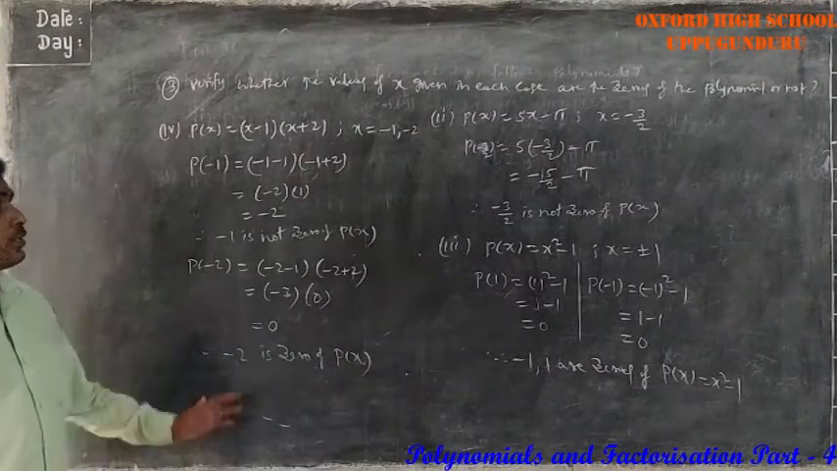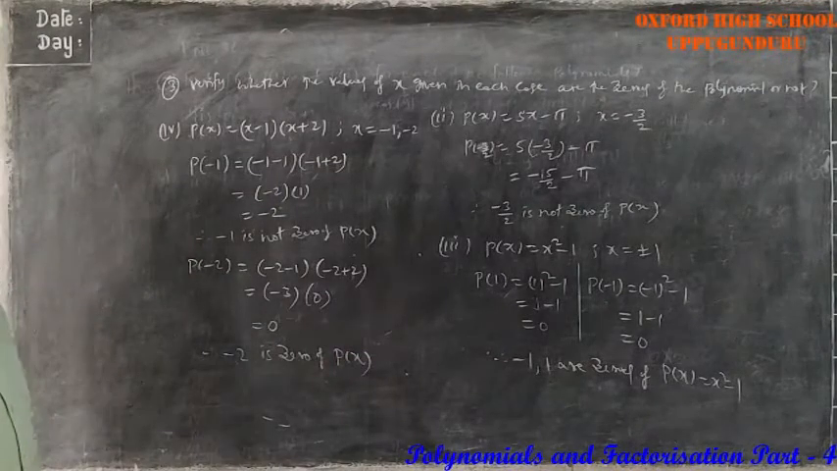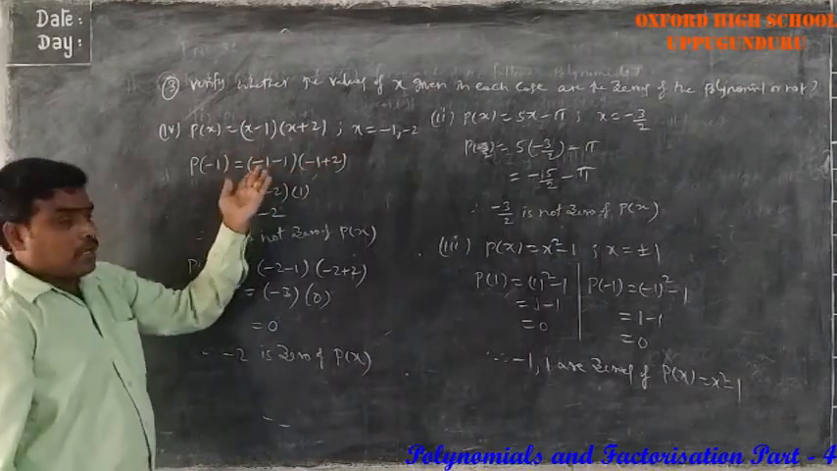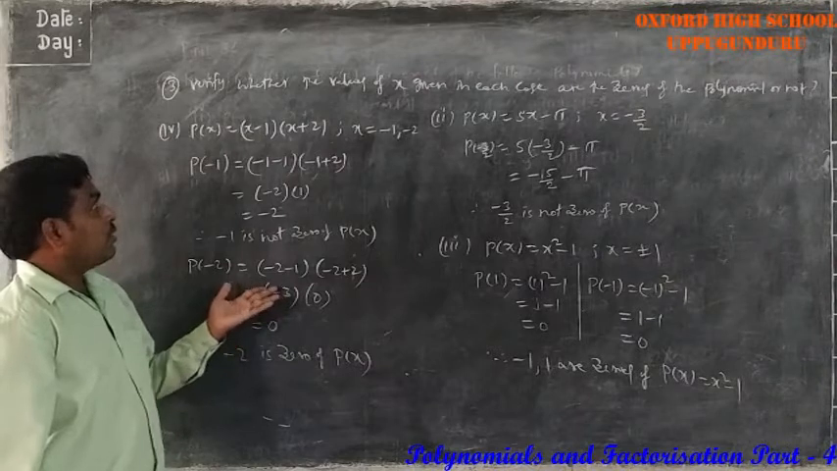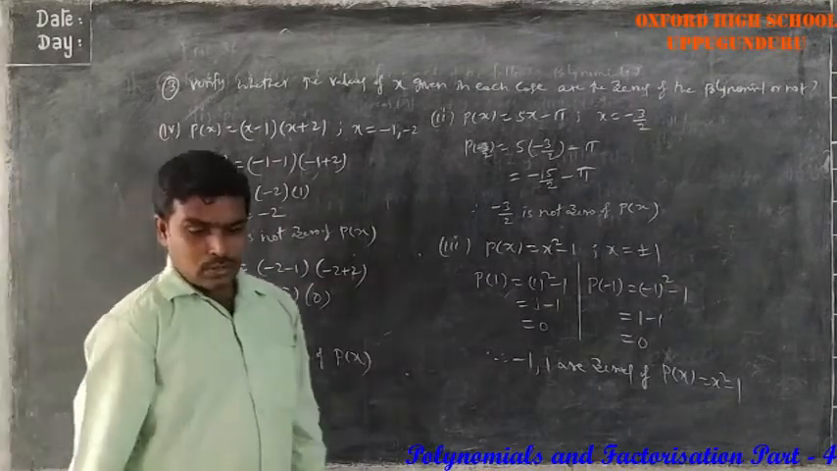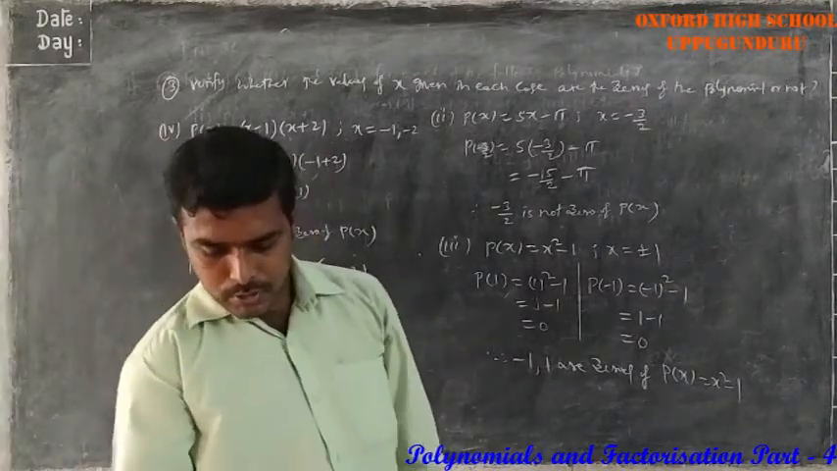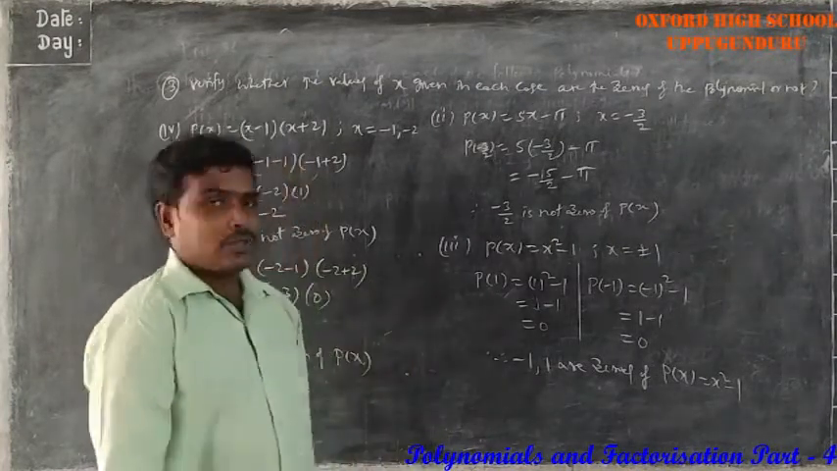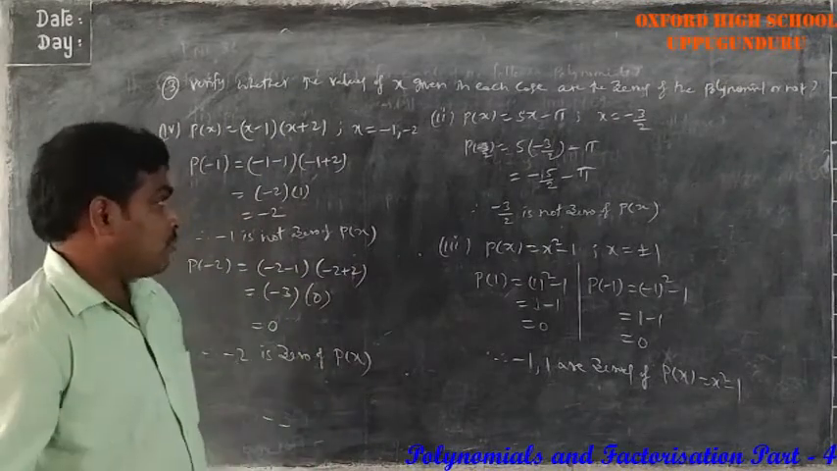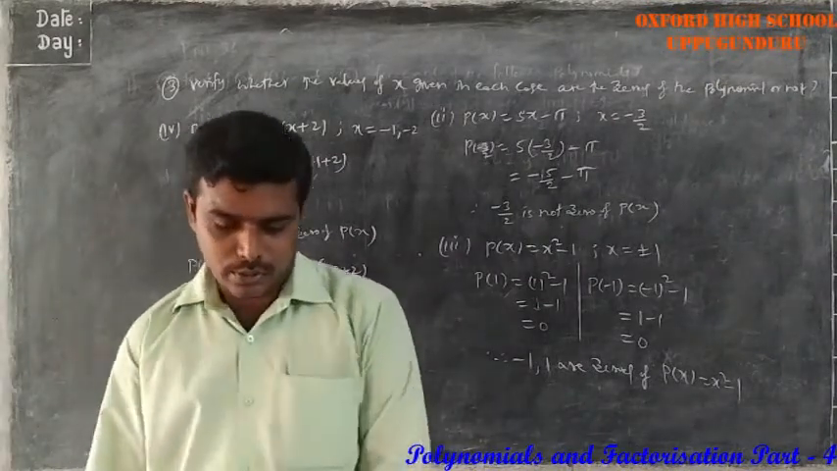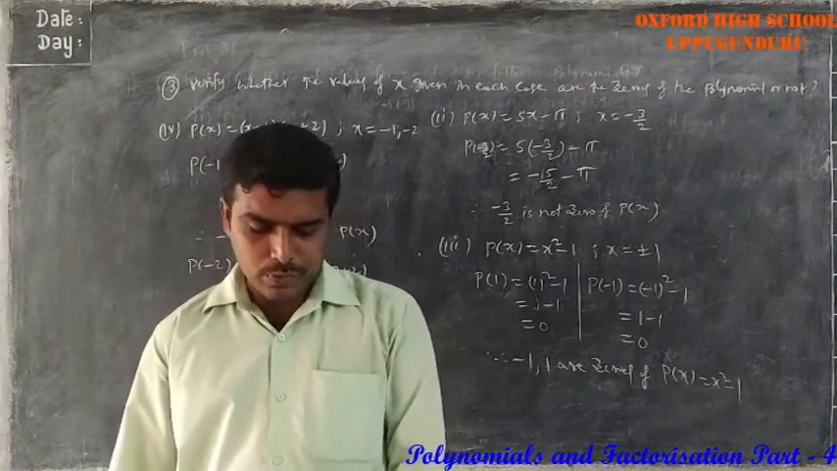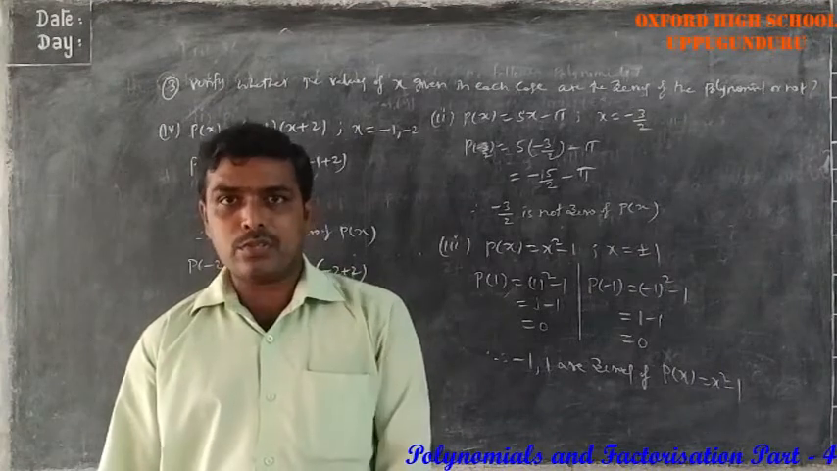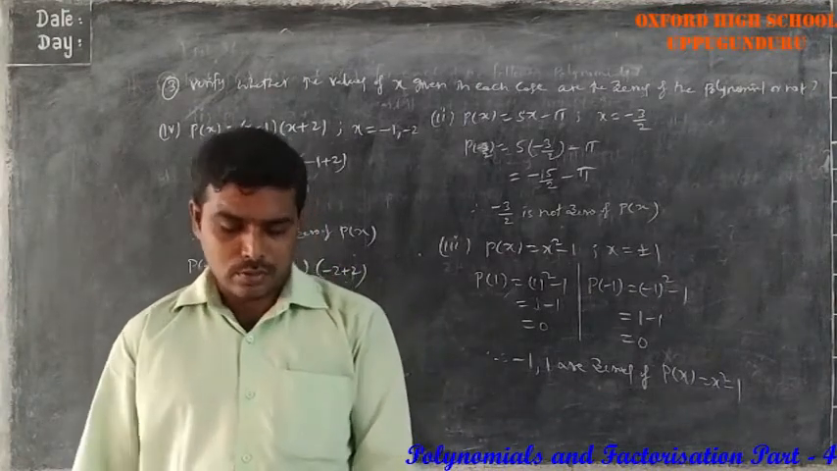So in this way you can check whether the given values are zeros of the given polynomials or not. So in this exercise you have 8 problems. I told you first 4 problems. Remaining 4 problems, 5, 6, 7, 8, you have to do. So this is about today's session. In exercise 2.2 we have completed up to 3 problems now. Remaining problems we will discuss in the next session. Okay, thank you.